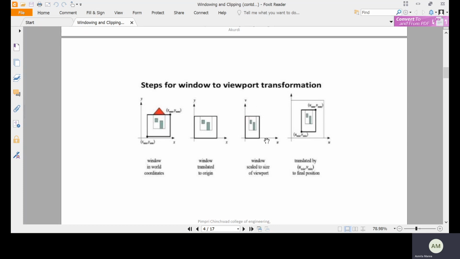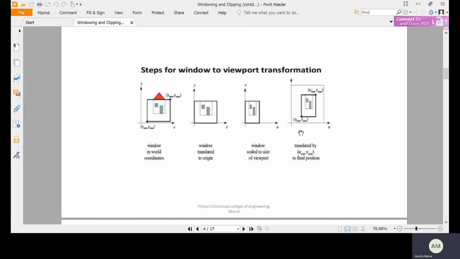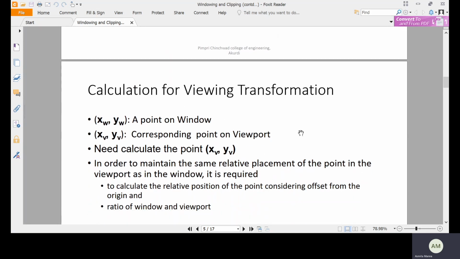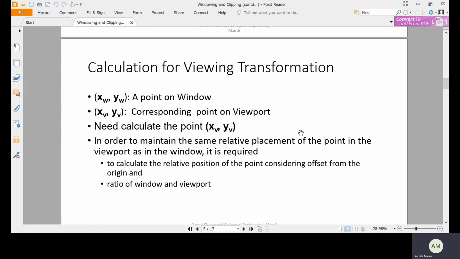So in this image, we have scaled the window. And after that, in the third step, we have to do the translation once again. From the origin of the viewport, we have to place the image in the correct viewport position or its final position. Now in this video, we will learn about how to calculate this point.